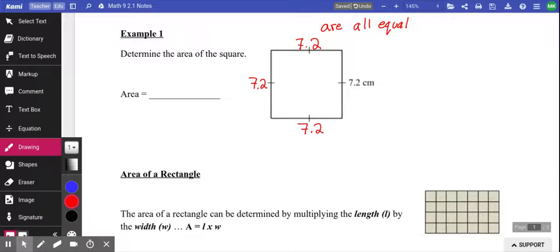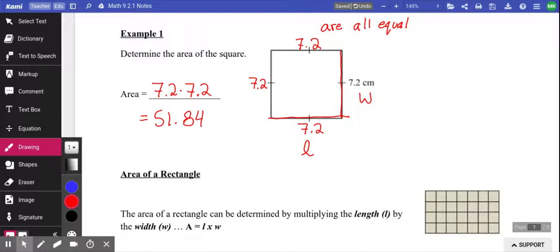For the area of a square or the area of a rectangle, it works both ways. You're doing length times width. My length is here, my width is here. Area equals 7.2 times 7.2. You're going to want to just throw that in your calculator. 7.2 times 7.2 equals 51.84. So the area of that square is 51.84.